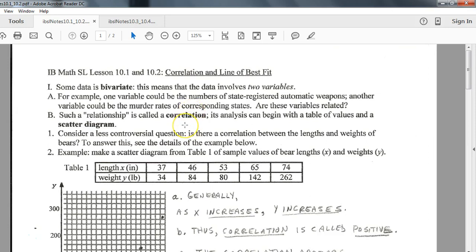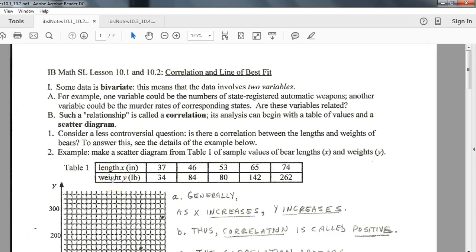So what you're going to see in these two videos is the topic of bivariate data. All that simply means is you now have two variables instead of one. So we are now comparing two things. In the one that we're going to do here in a minute, we are comparing length of something to the weight of something.